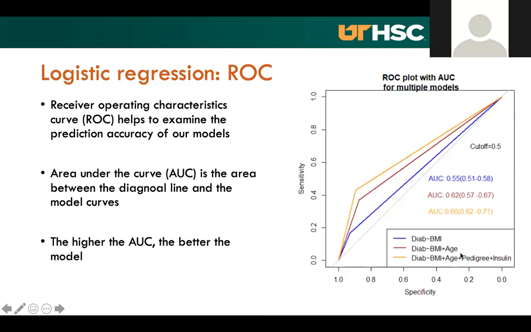So when we include additional variables for the PIMA Indians data, the area under the curve improves. As you can see here, it improves from 0.55 to 0.62. And when we include additional variables like the pedigree function and the blood insulin level, the area under the curve again improves, which means the predictive ability or performance of our model improves.